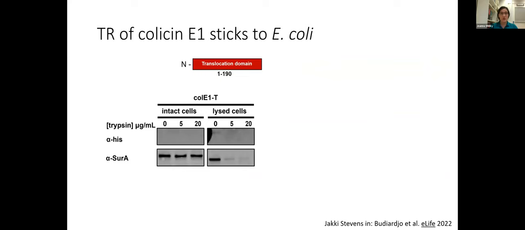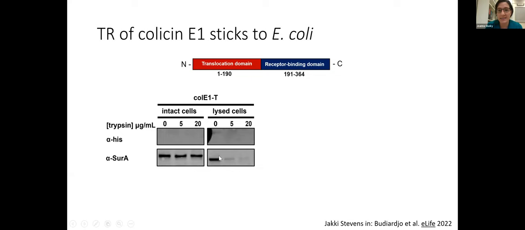Okay, so then the question was, well, what happens with this in actual cells? And so the first thing we found was that although the T domain binds to TolC, it doesn't bind to the cells. So we can do this by basically throwing His-tagged T domain onto cells and then washing them off and then seeing if we can still see the His-tag. And we looked for it both inside and outside because maybe it pulled in. It didn't. So we don't see it at all anywhere. And so we do this trypsin digest to see if it's at the surface, it's not anywhere. SurA, a periplasmic control, is totally there. Whereas if we add the receptor binding domain, we do see it.